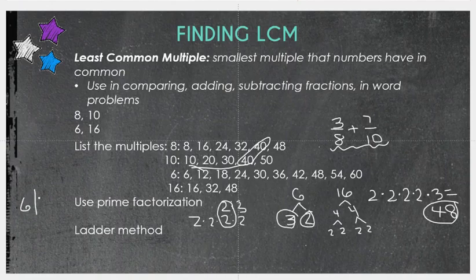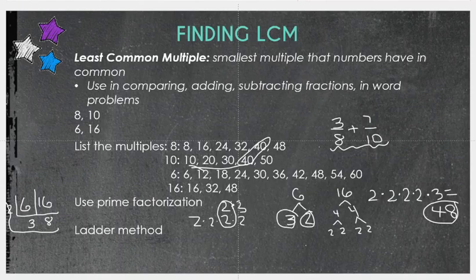6 and 16, we're going to do this exactly like we did with the ladder method in GCF. 6 and 16 are both divisible by 2. 6 divided by 2 is 3. 16 divided by 2 is 8. That's it. 3 and 8 have nothing in common, so I can't divide anymore. So my least common multiple, and you can do an L here. My least common multiple is all of those factors that they have in common and they don't have in common.